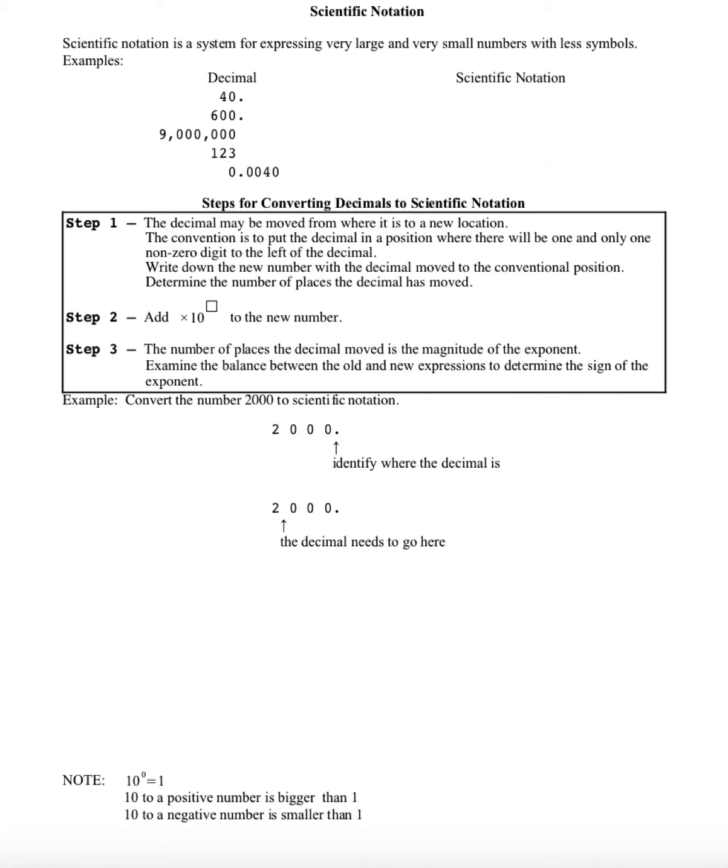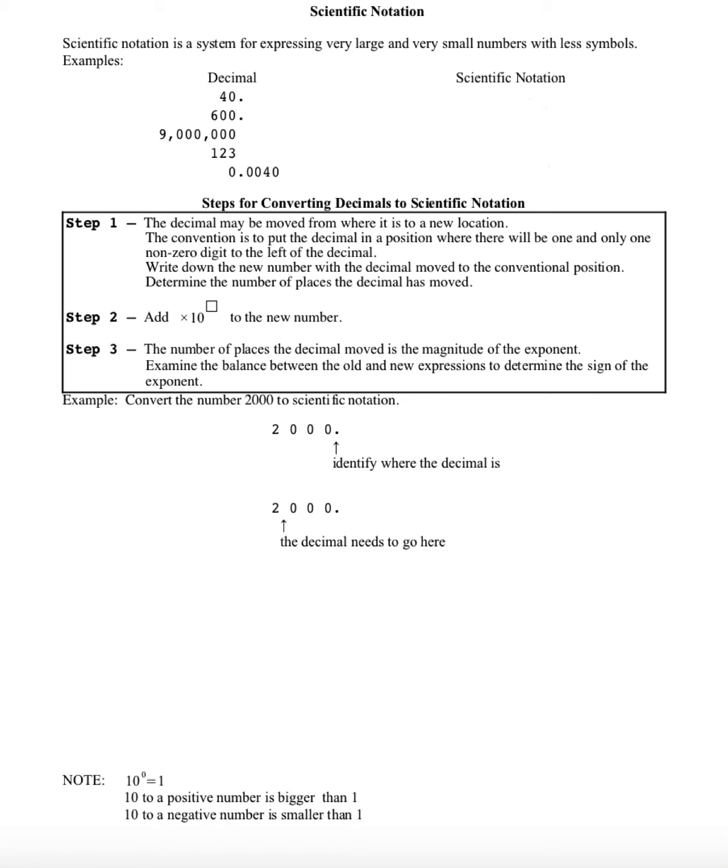Scientific notation is a system for expressing very large and very small numbers with less symbols. First, I'll go over the steps of converting a decimal to conventional scientific notation. Our first task is usually to move the decimal from where it is to a new location. But what is the conventional location to move it to?